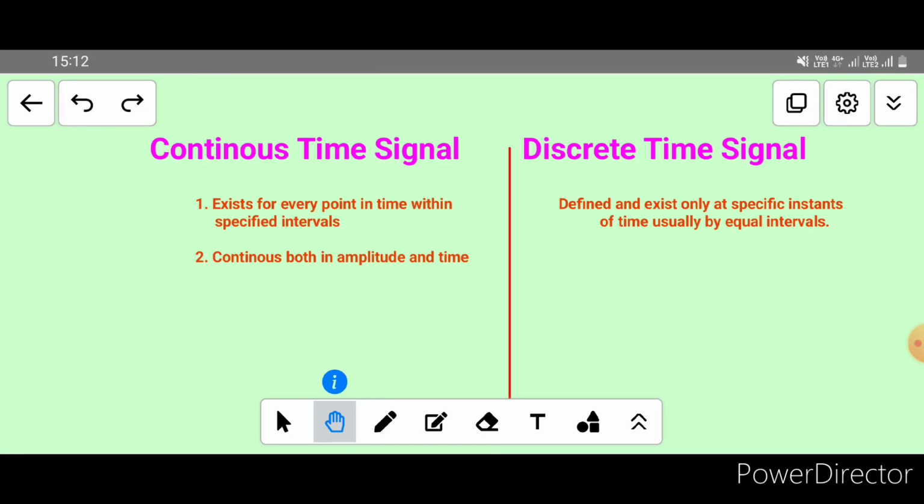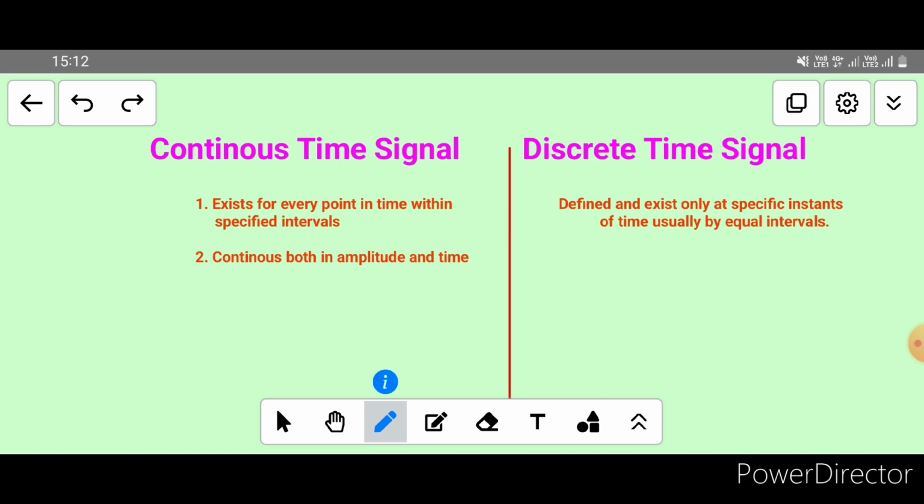Welcome to our new lecture of signals and systems. In the last lecture, we learned about what is a signal. It is a mathematical representation of a physical quantity. In this lecture, we are going to learn about two basic types of signals, continuous time signal and discrete time signal. So, what is a continuous time signal?